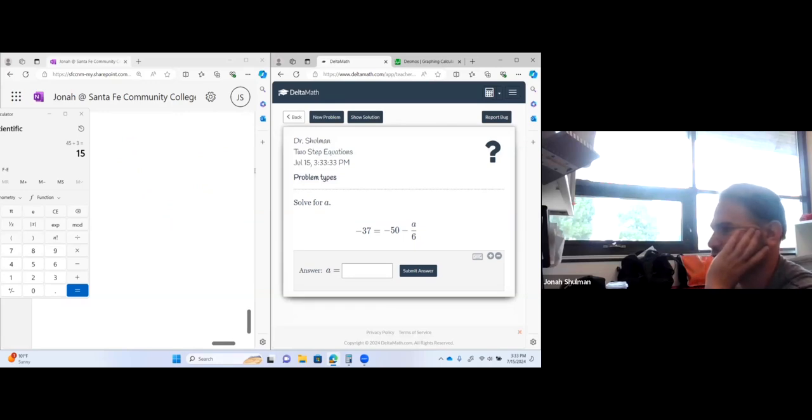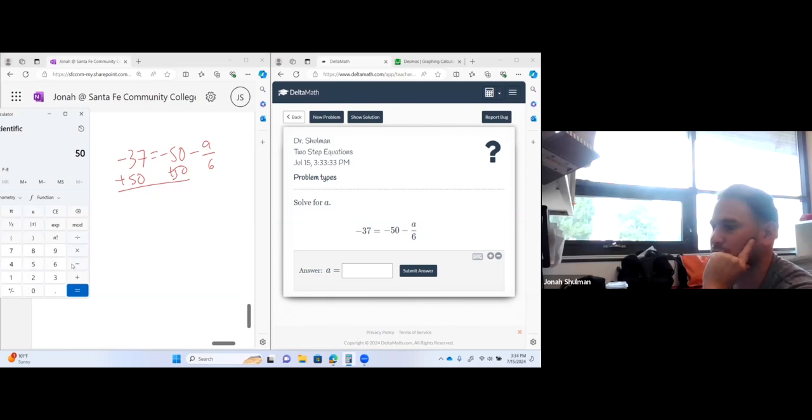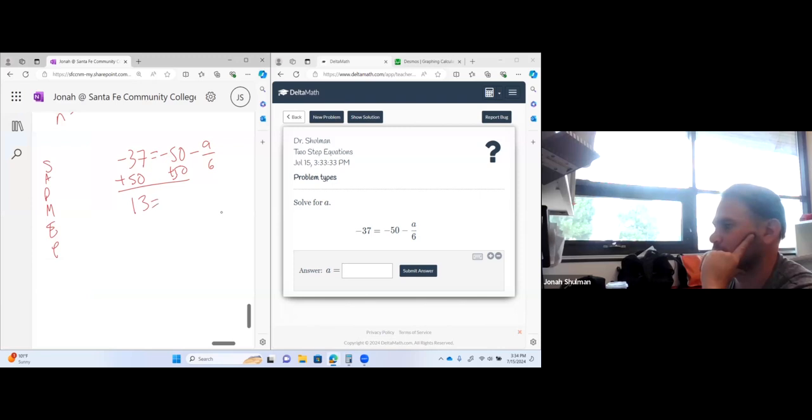So here's our two-step, which isn't too crazy. Notice that none of these have context, right? The first step we're going to do, remember, solving should make us sad, right? I'm going to add 50 to both sides. That's going to be 50 minus 37, because this one's positive. We're going to get 13 equals a negative a over 6. Opposite of that is we're going to multiply by a negative 6 on both sides.